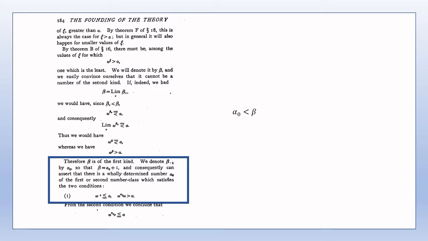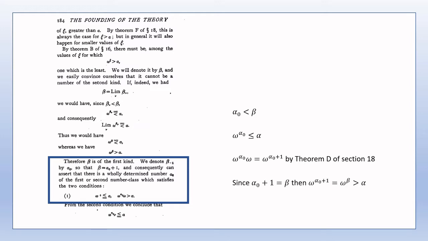Point 1 follows since we have alpha naught is less than beta, we must also have that omega to the power of alpha naught is less than alpha. But omega to the power of alpha naught times omega is equal to omega to the power of alpha naught plus 1 by Theorem D of section 18. And since alpha naught plus 1 is equal to beta, we have omega to the power of beta is greater than alpha, where beta is the smallest such power of omega. And so omega to the power of alpha naught times omega is greater than alpha.